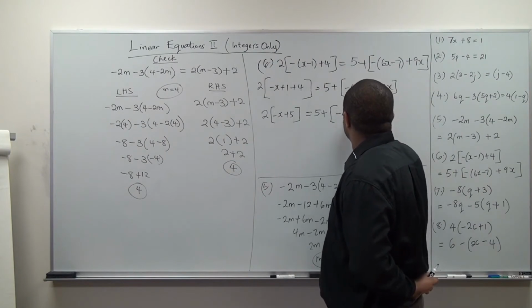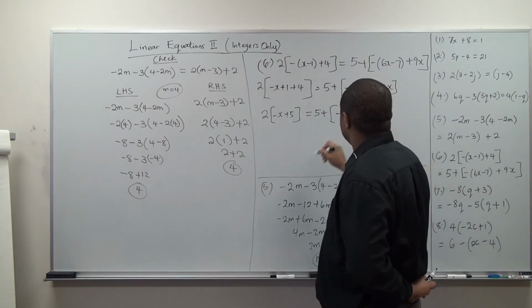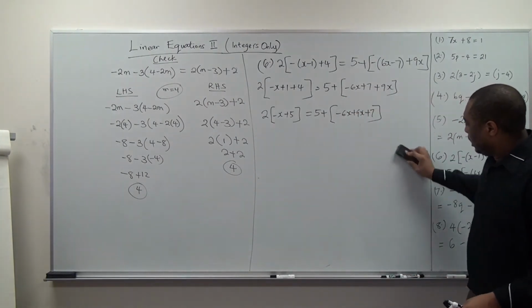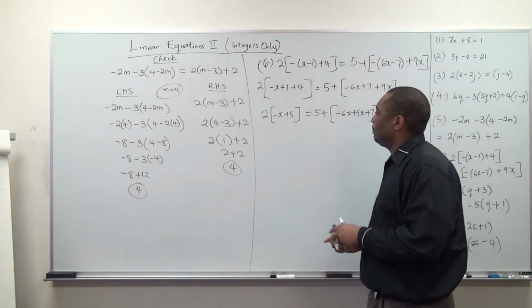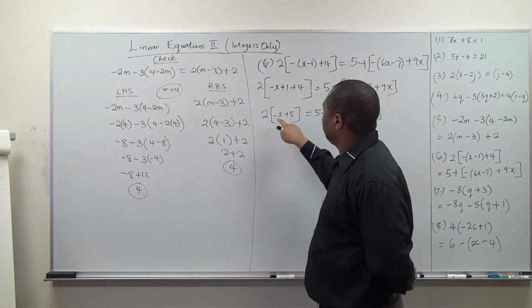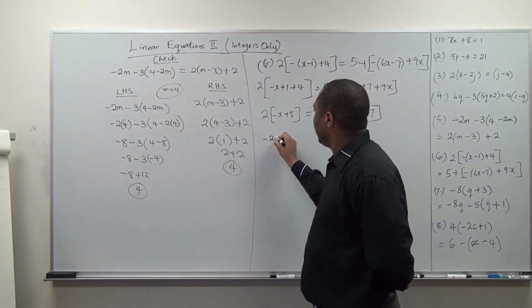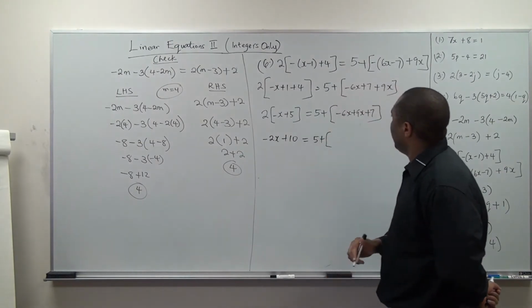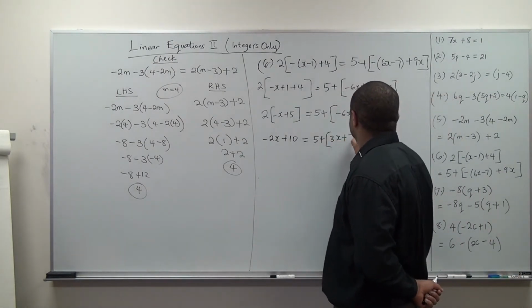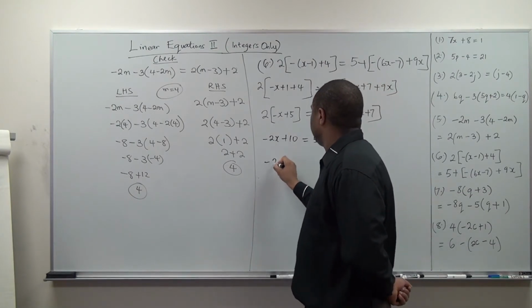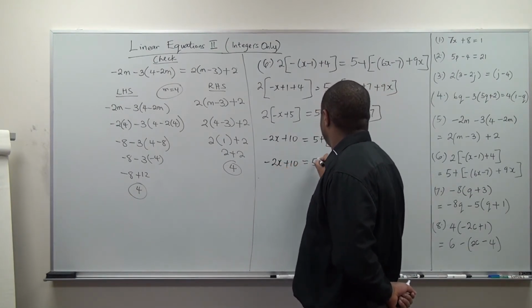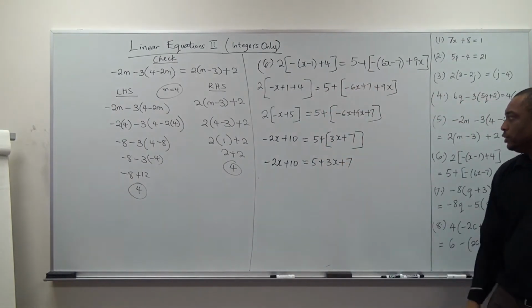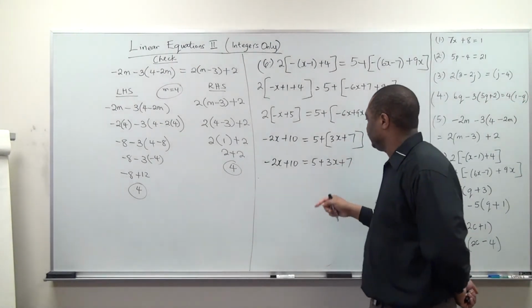You have negative 6x plus 9x plus 7. I'm trying to do it step by step to make sure I don't skip any step, so you understand it. So here we can go ahead and distribute right away. This is negative 2x plus 10 equal to 5 plus, here will be 3x plus 7, right? So negative 2x plus 10 will be equal to 5 plus 3x plus 7, because actually 1 is here. So you distribute also, gives you the same thing.